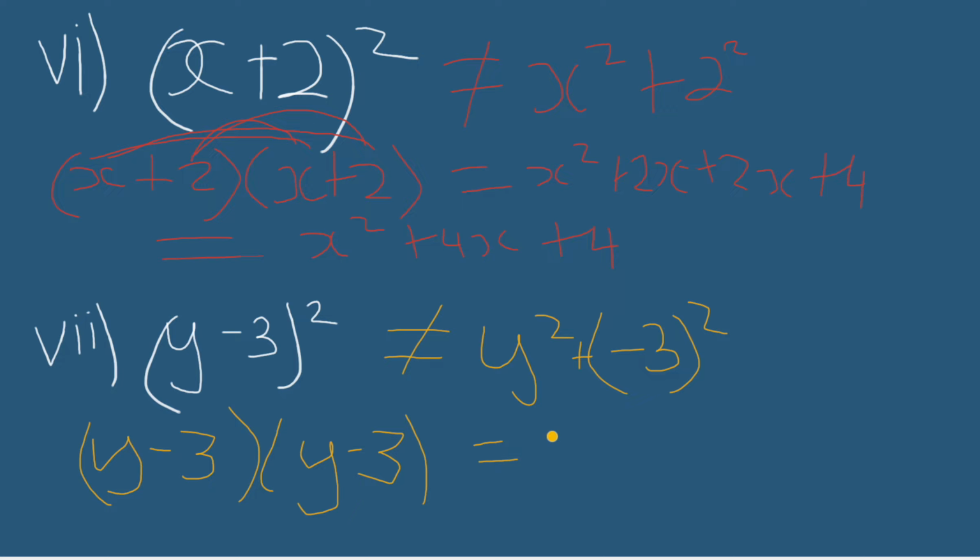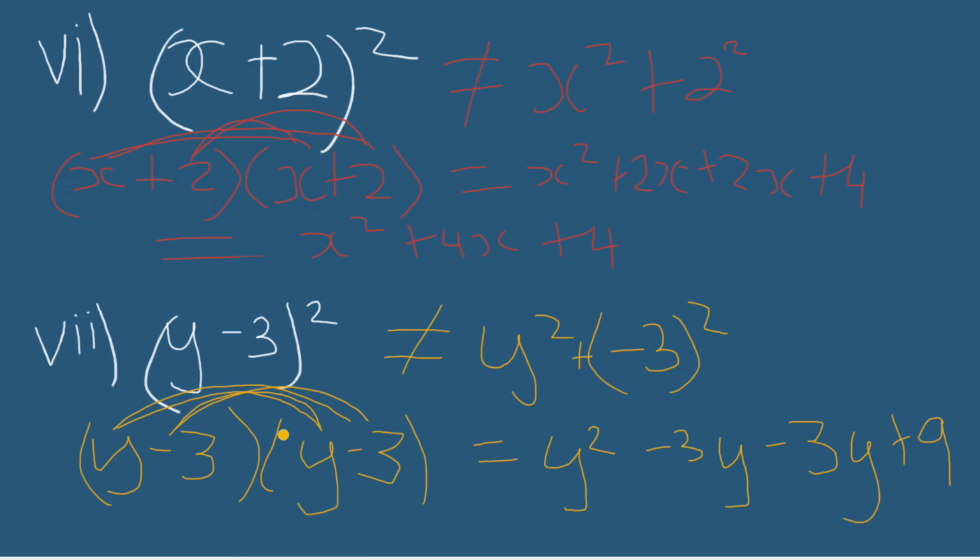and this is equal to y squared, y times y minus 3, y times minus 3 is what? Minus 3y. Another minus 3 times y, minus 3y. And minus 3 times minus 3 becomes plus 9. Why does it become plus 9? Because the negatives cancel out. When you multiply two negatives together, it becomes a positive. So your final answer is going to be y squared minus 6y plus 9.